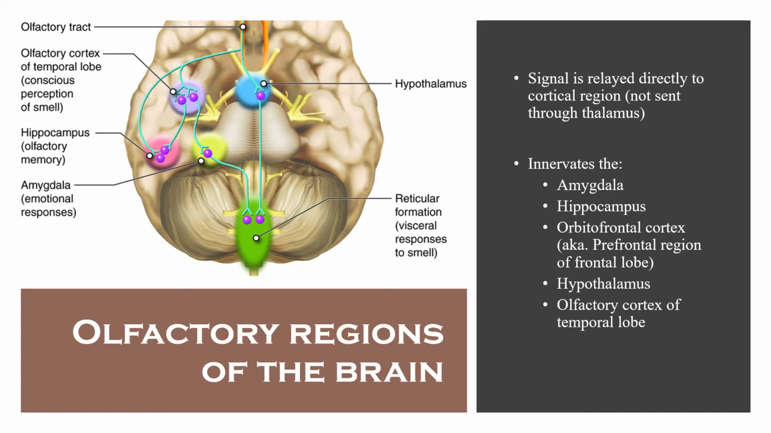Now, the olfactory system innervates the amygdala, which is involved in emotional responses. It innervates the hippocampus, which is involved in memory. And this is why you can have what are called odor memories. So, when you start smelling chocolate chip cookies and it makes you think of your grandmother's cooking. It also innervates the orbitofrontal cortex and the hypothalamus, and of course the olfactory cortex of the temporal lobe, which is the conscious perception of smell. Hypothalamus is of course your major endocrine gland, and the orbitofrontal cortex is also the prefrontal region of your frontal lobe.